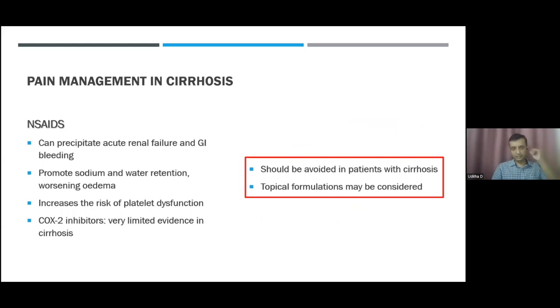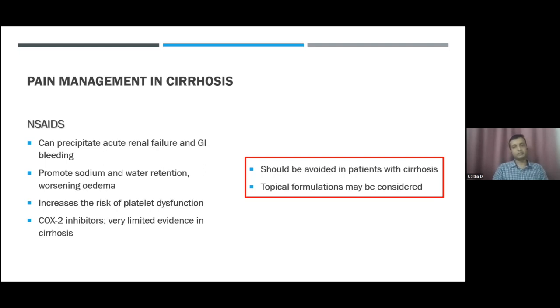What about non-steroidal anti-inflammatory drugs? This is another important area that we need to be aware of. There are several reasons why you should avoid NSAIDs in patients with cirrhosis. The most important of that is the renal effect, because we know that it has a prostaglandin inhibition and reduces the renal perfusion. So it can precipitate acute renal failure, especially in patients with pre-existing kidney disease or patients with very advanced cirrhosis with hepatorenal syndrome.